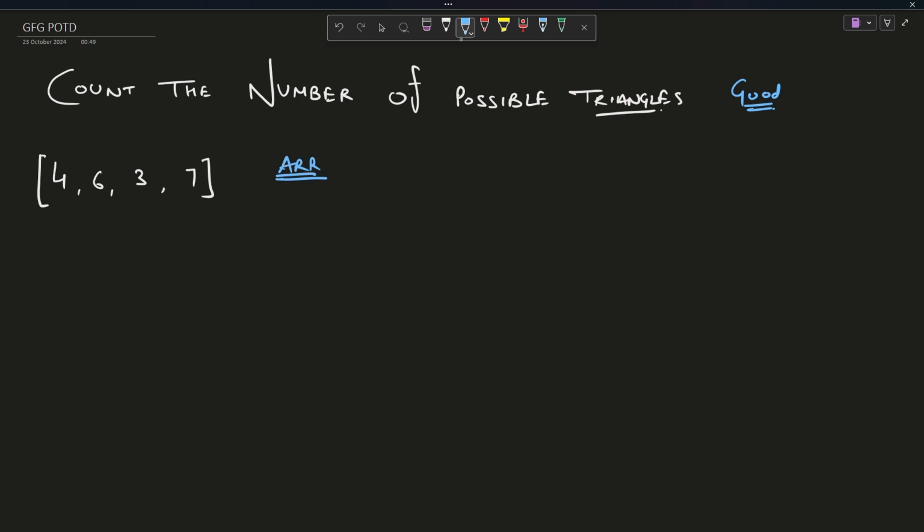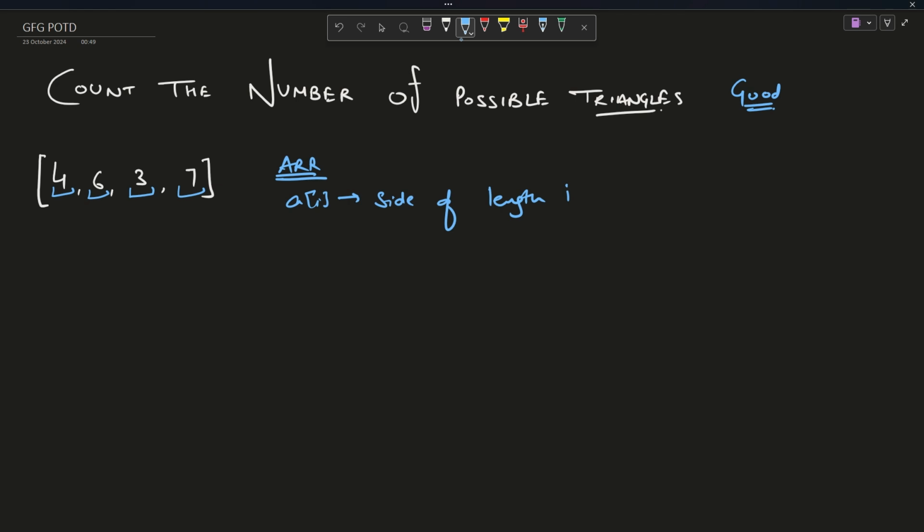which are the sides of triangles. That is, this is a side of length 4, side of length 6, side of length 3, side of length 7. That is, A of I equals to side of length I. Okay. Now from these sides you have to construct as many triangles as possible, right?